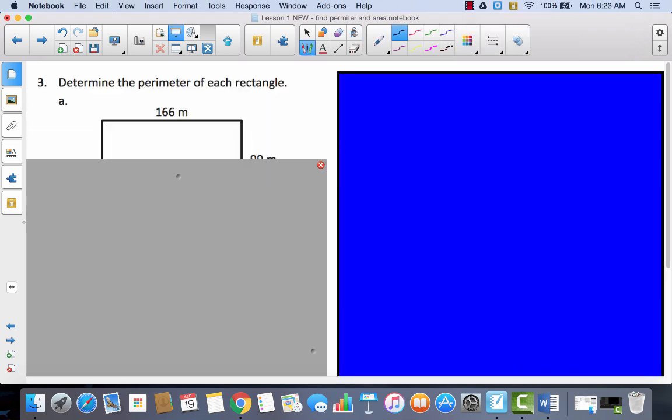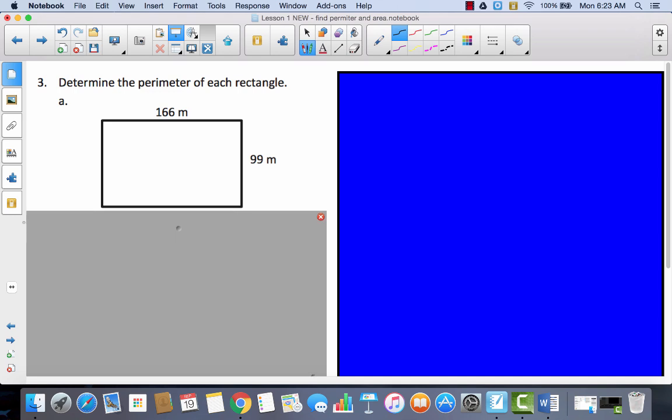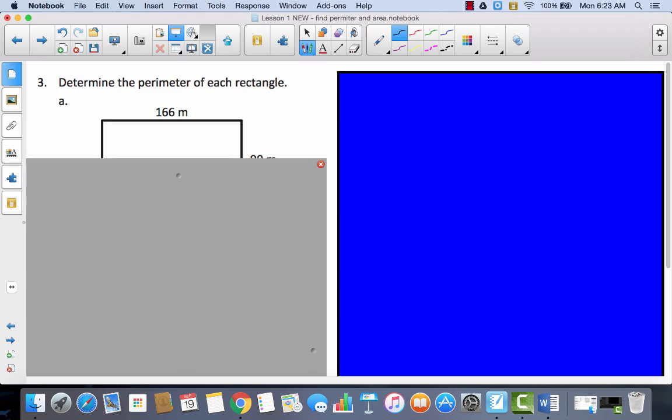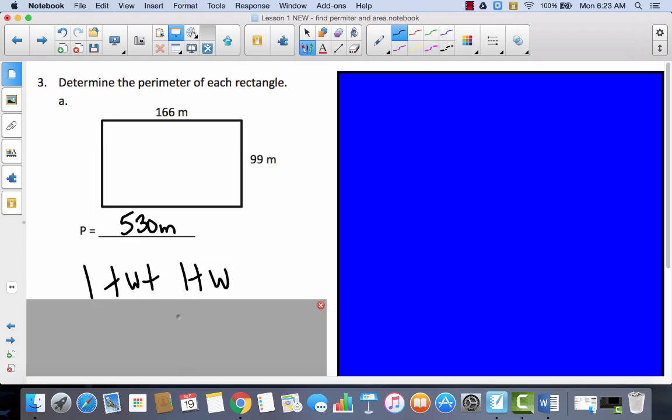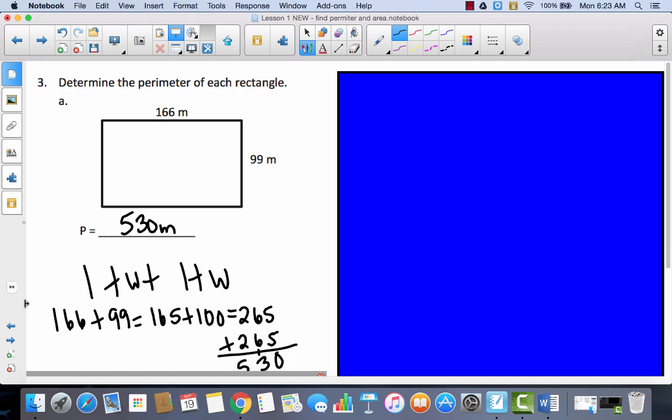Okay, so let's take a look at A. So remember, we were adding length plus width plus length plus width. The first thing that I noticed here is that 166 plus 99 was the same thing as 165 plus 100. I just took one away from the 166 and gave it to the 99 because I knew that I could add 100 pretty easily, and that gave me 265. So if these two sides are equal to 265, then these two sides are equal to 265, and together they equal 530 meters.